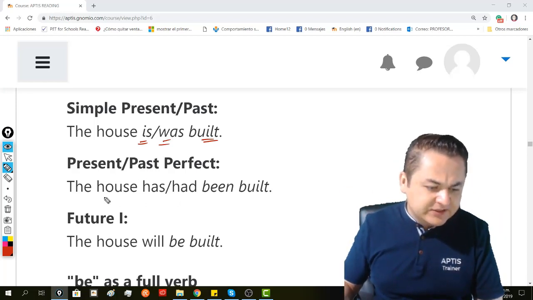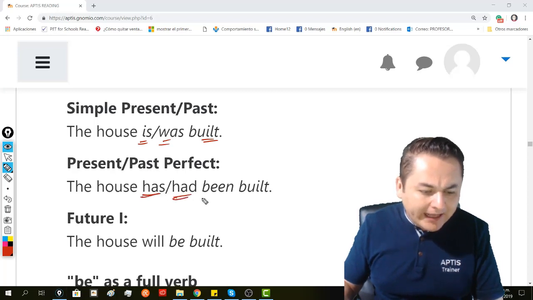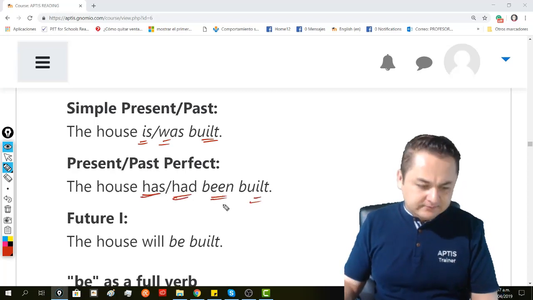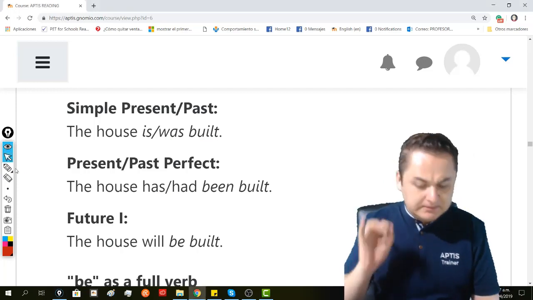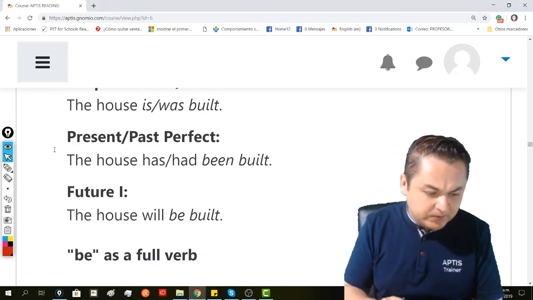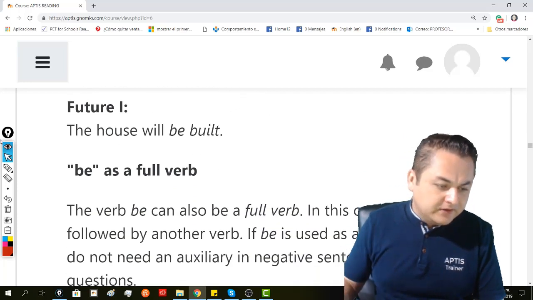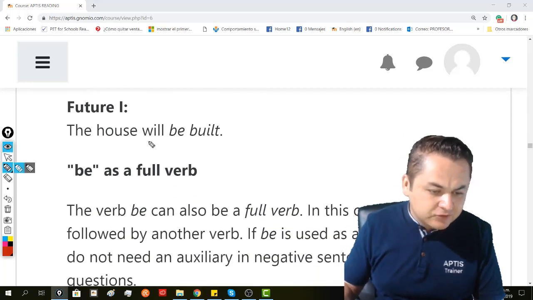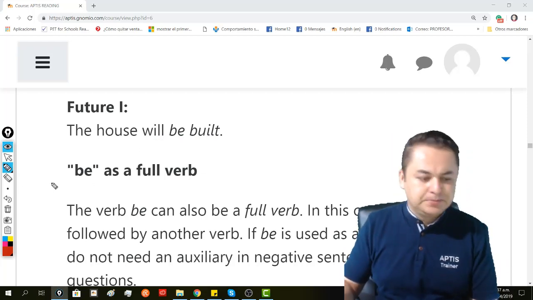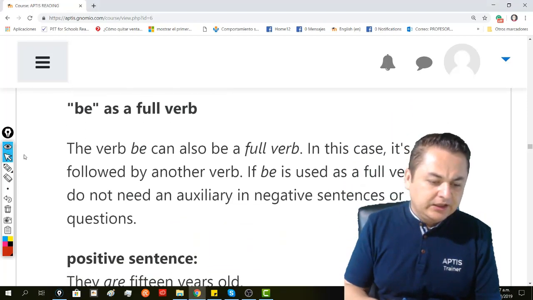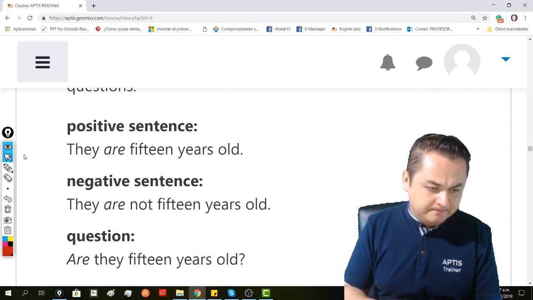And here's another case. The house has or had been built. So I'm going to talk about the verb to have in one moment. I'm just going to finish this one. For the future form, we can say the house will be built. Will be built is a sentence that you probably have studied in your previous courses.